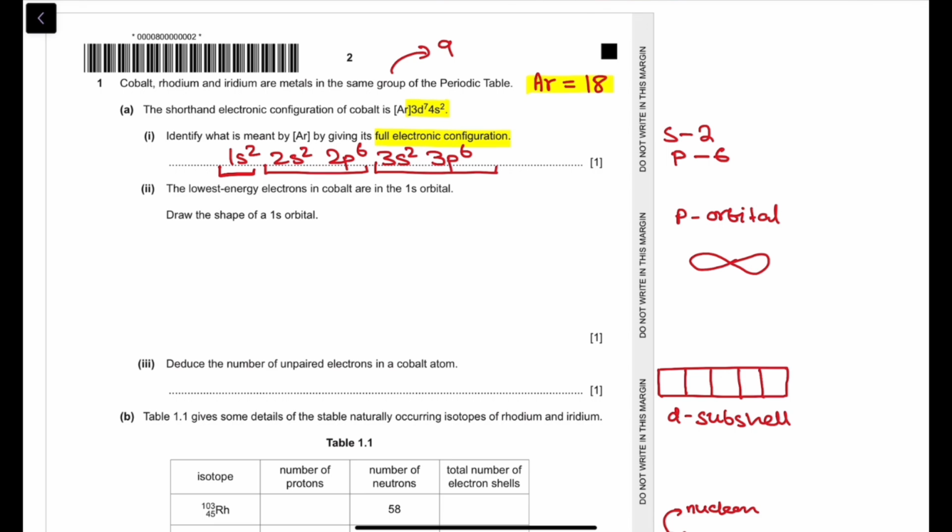The next question says, the lowest energy electrons in cobalt are in the 1s orbital. Draw the shape of a 1s orbital. So as you can see here on the side, I've drawn out a p orbital. It has a dumbbell shape, whereas the s orbital has a circular spherical shape.